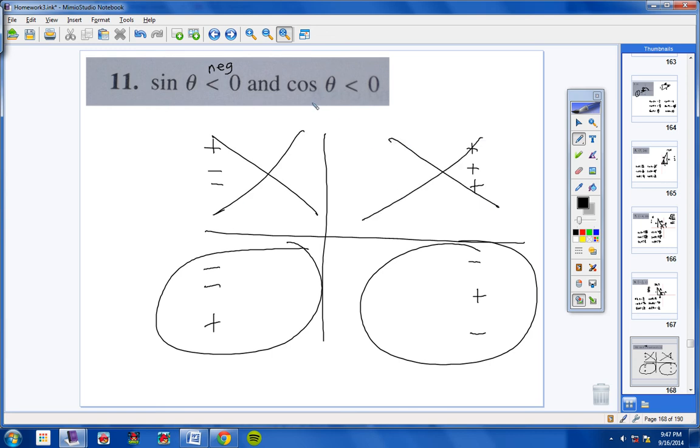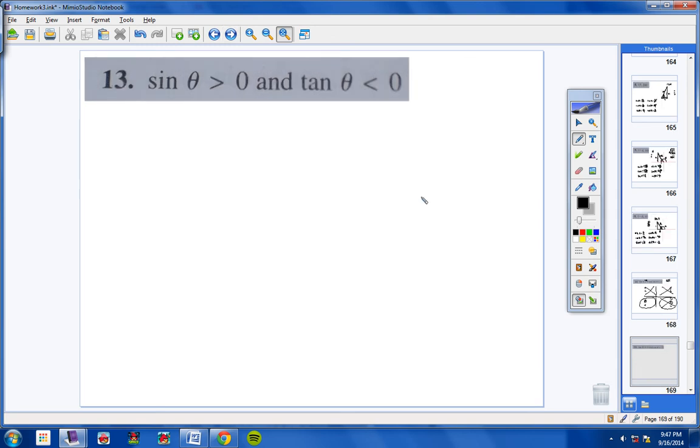Now, they tell us that cosine of theta is also less than 0, so cosine is also negative. Well, cosine here is positive, so it can't be this quadrant. Here, cosine is negative, so there we go. Quadrant 3. Quadrant 3 satisfies both of these requirements, or both of these constraints. Okay, number 13.